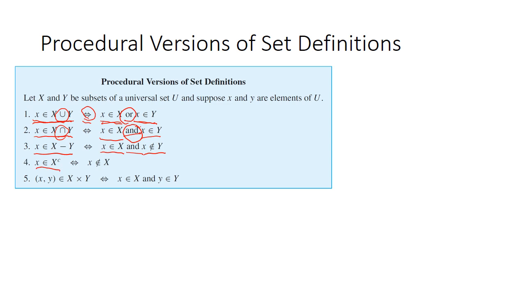Complement: x is an element of big X complement. That means that x is not in big X. And then finally the Cartesian product: the ordered pair (x, y) is an element of X cross Y means that little x is an element of big X and little y is an element of big Y. So these are the definitions that are going to be really important and key when you're writing proofs to do with set operations.